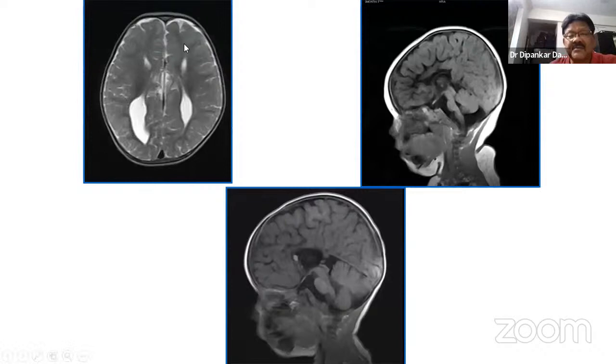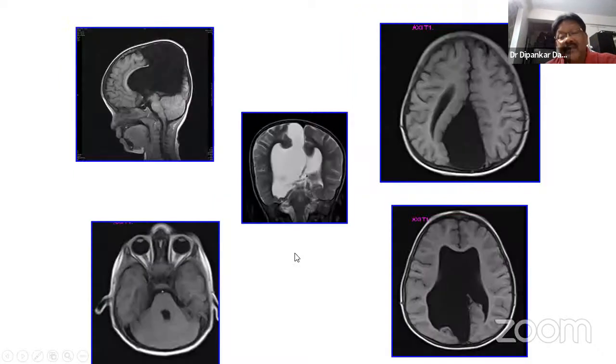Dysgenesis of corpus callosum is very easy to diagnose because the lateral ventricles are lying parallel to each other. And you see in the sagittal images, there is no corpus callosum, an absence of cingulate gyrus, and only a remnant of the rostral part or genu is present. So this is dysgenesis of corpus callosum, and oftentimes it is associated with two things.